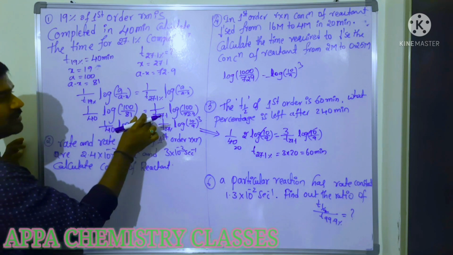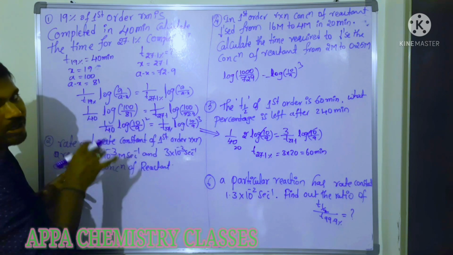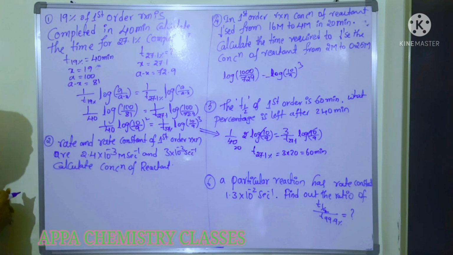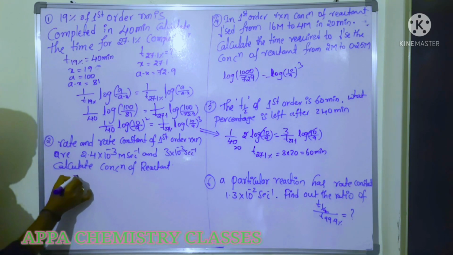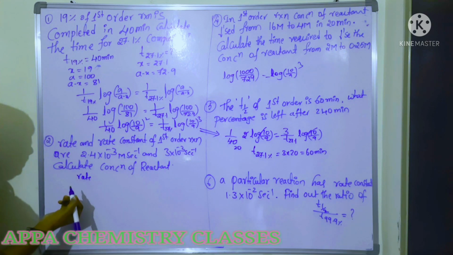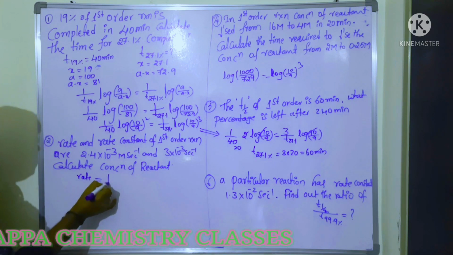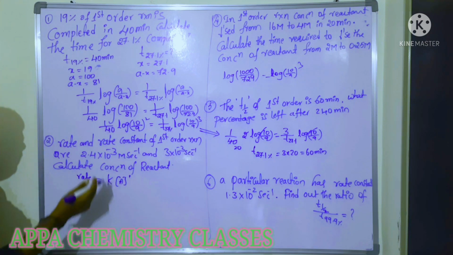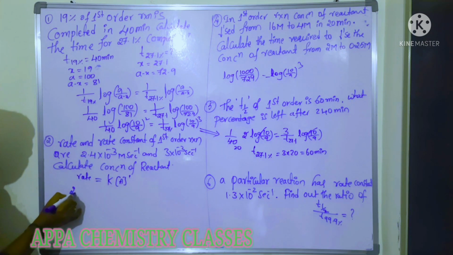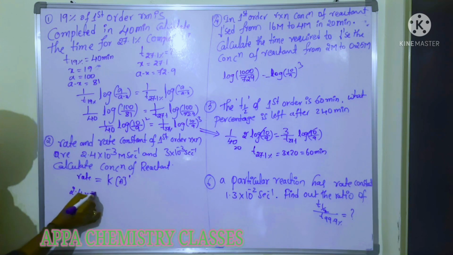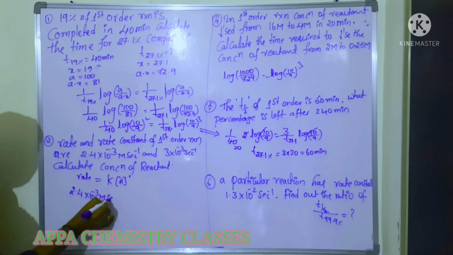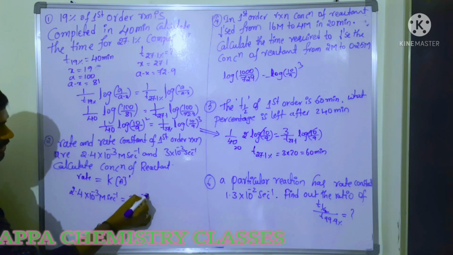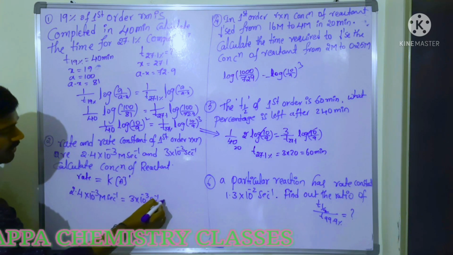So that is the way you need to do it when they are given like this, perfect squares or not. Okay, is that clear? Next, this one: rate and rate constant of a first order reaction are given. We know that rate is equal to K into concentration of reactant power 1. Rate is 2.4 into 10 power minus 3 mole per second, and the rate constant is 3 into 10 power minus 3 per second.